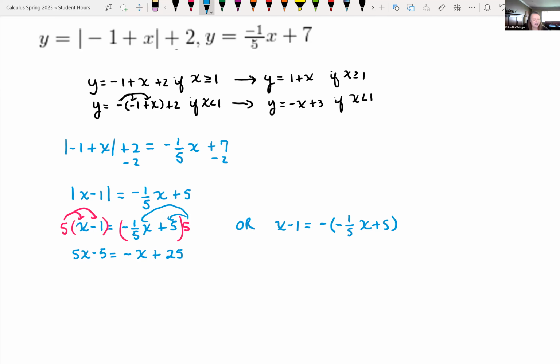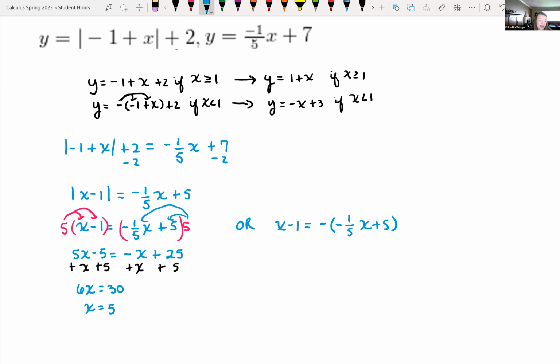So I notice that I'm left with a linear equation. And I'm just going to get x's to one side of my equation and anything without an x to the other side of the equation. So if we added x to both sides, and if we added 5 to both sides, in here we would get that 6x is equal to 30. Or I'm getting that x is equal to 30 divided by 6, which is 5.